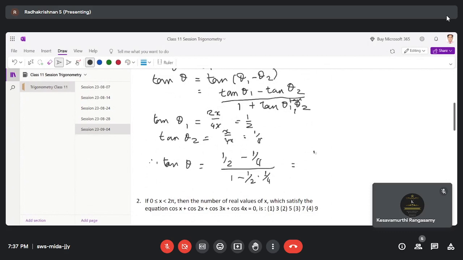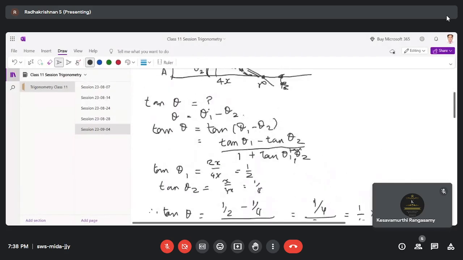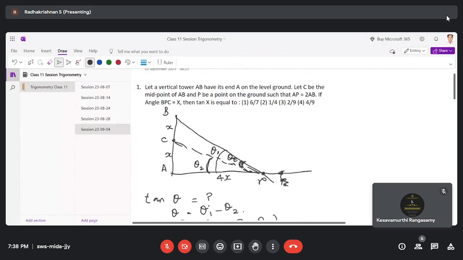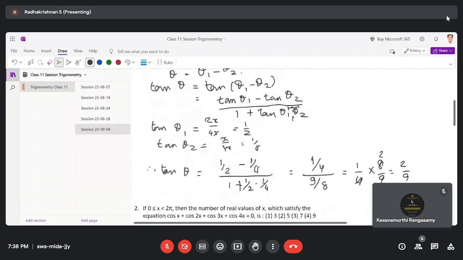Half minus quarter, 1 plus, sir. Yes, a plus, right? So 1 by 2 minus 1 by 4 is 1 by 4. 1 plus half into quarter is 1 by 8. So this is 9 by 8. Yeah, 1 plus 1 by 8. 2 by 9 is the answer. 2 by 9 is one of the options, right? Right. Option 3.